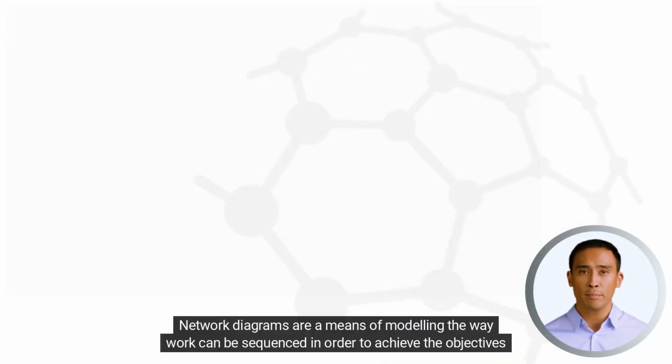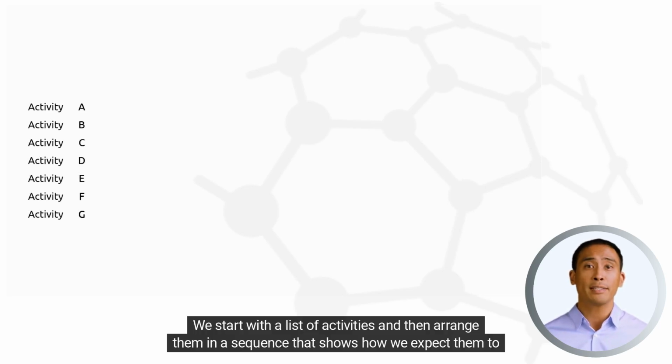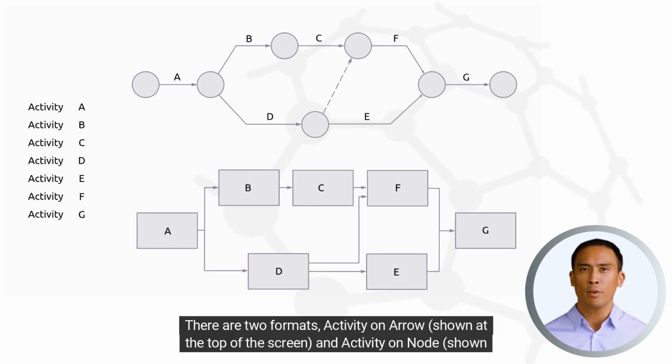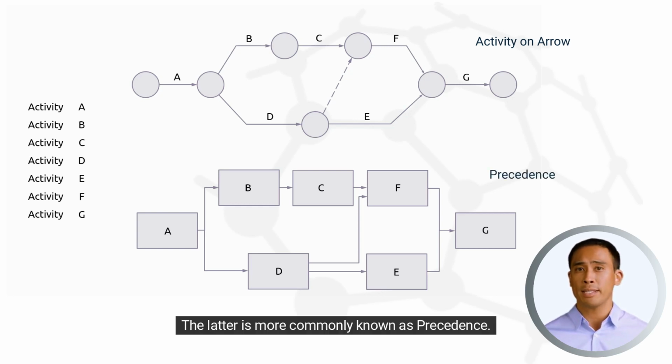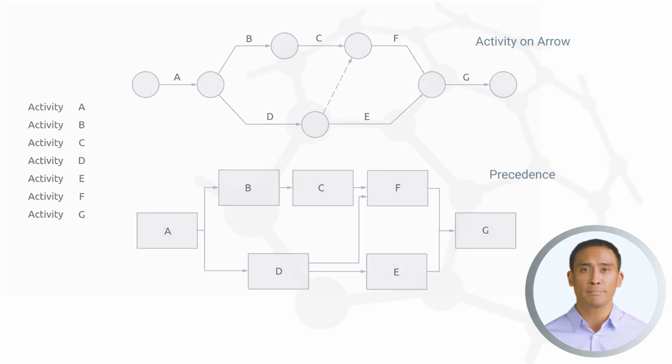Network diagrams are a means of modeling the way work can be sequenced in order to achieve the objectives of a project. We start with a list of activities and then arrange them in a sequence that shows how we expect them to be performed. There are two formats: activity on arrow, shown at the top of the screen, and activity on node, shown below. The latter is more commonly known as precedence. This is the format I'm going to use to explain the basics of critical path analysis today.